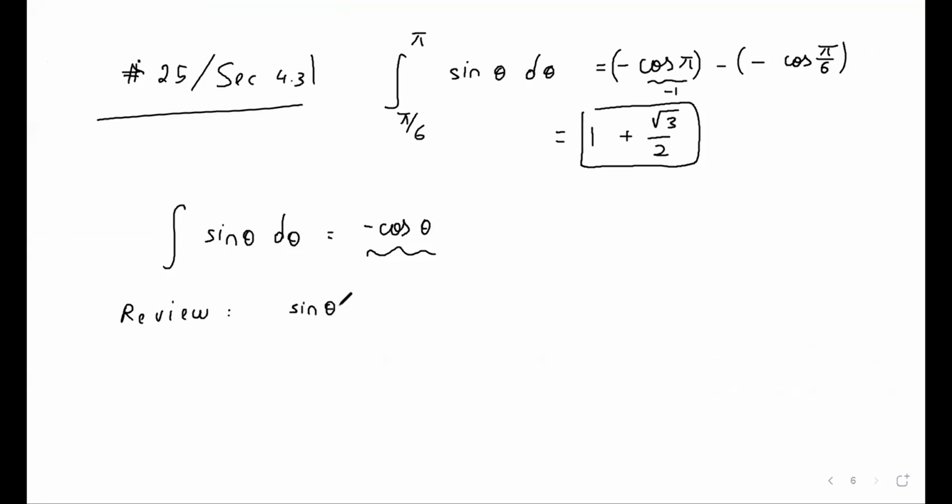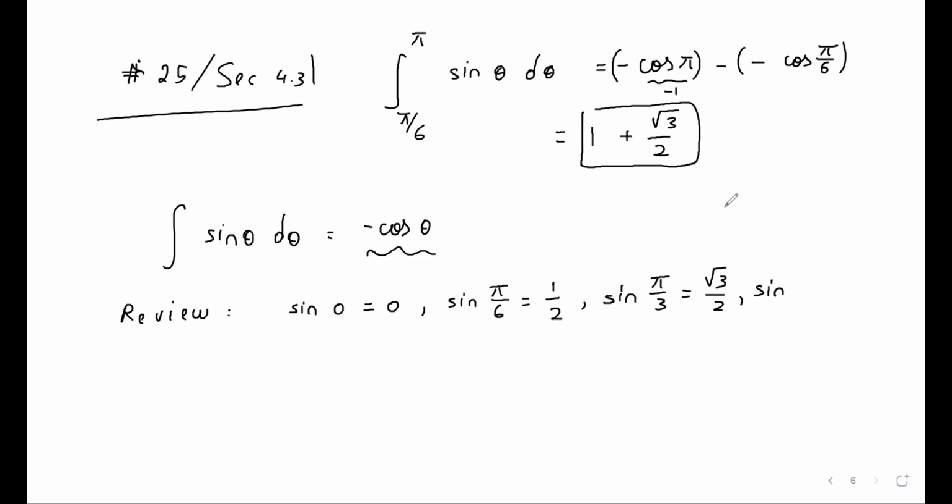Let me actually write them down because it's easier. Sine 0 equals 0. Sine of pi over 6 is 1 over 2. Sine of pi over 3 is square root of 3 over 2. Sine of pi over 4, hang on a second, folks.